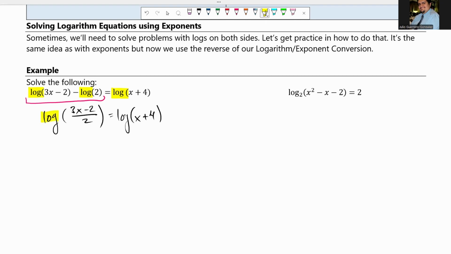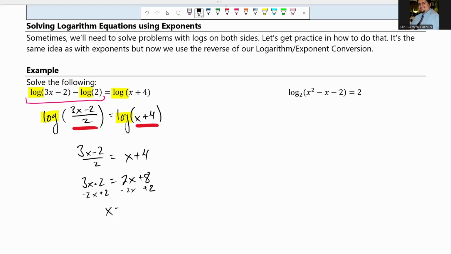If the two logarithms are the same, and both of these have to be equal to each other, then the things inside the parentheses have got to be equal to each other. So 3x minus 2 over 2 has to be equal to x plus 4. We now get to turn this into just a good old algebra 1 problem. So 3x minus 2 is equal to 2x plus 8. Solve stuff out: minus 2x, plus 2, plus 2. x is equal to 10.